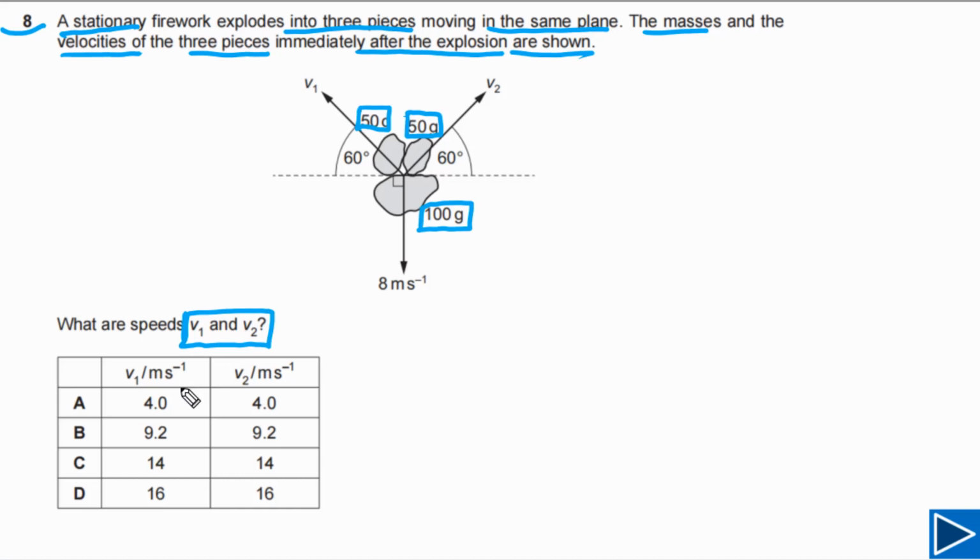For this question we need to understand that it is given that this is just after the explosion. So it simply means that in this case no external force is acting on the system.